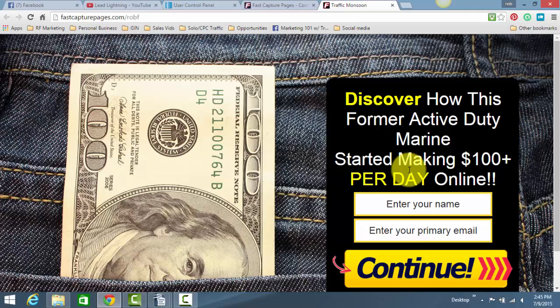Most people send people to the same capture pages that everybody else has, and there's no difference. You want your capture page to be somewhat personal and to have a little bit of your personality. For example, discover how this former active duty Marine started making 100 plus per day online.